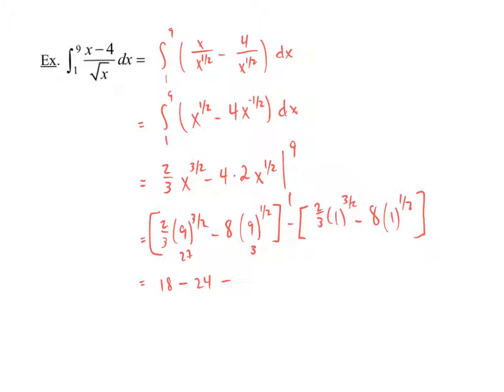Minus 2/3 times 1 to the 3 halves would be just 2/3. And then minus a negative 8. So this will become a positive 8. And then just combining these numbers together, 18 minus 24 would be negative 6. Plus 8 would be 2 minus 2/3. And in order to add those, they both have to have a denominator of 3. So that would be 6/3 minus 2/3, which will equal my final answer of 4/3.